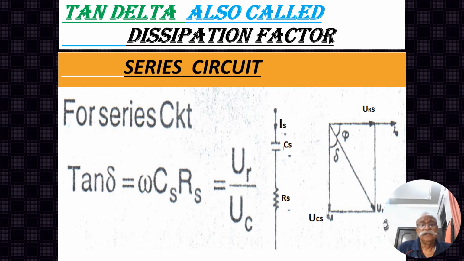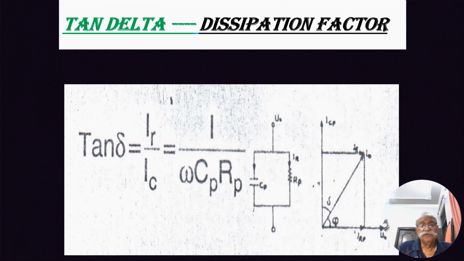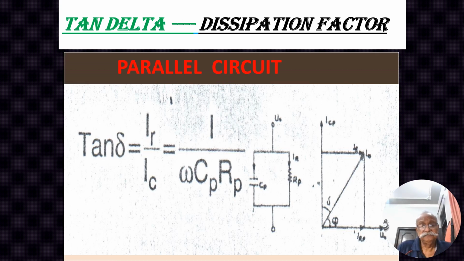For a parallel circuit, the values are different. For a parallel circuit, tan delta is IR by IC, that is 1 upon ωCP RP, which can be very well seen in this vector diagram. For electrical engineers working in this field, it is very easy to understand these vector diagrams. And this is applicable, as I have told, for a parallel circuit.